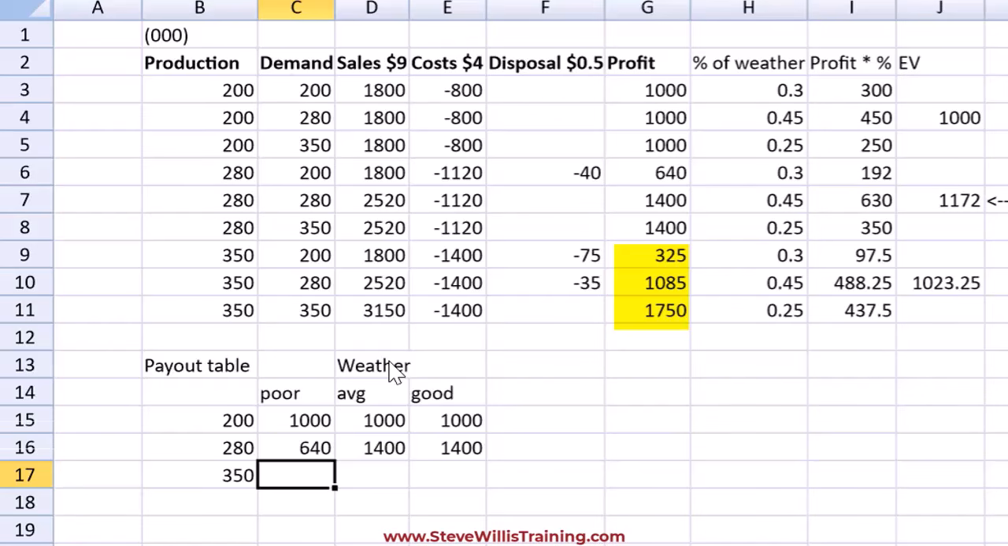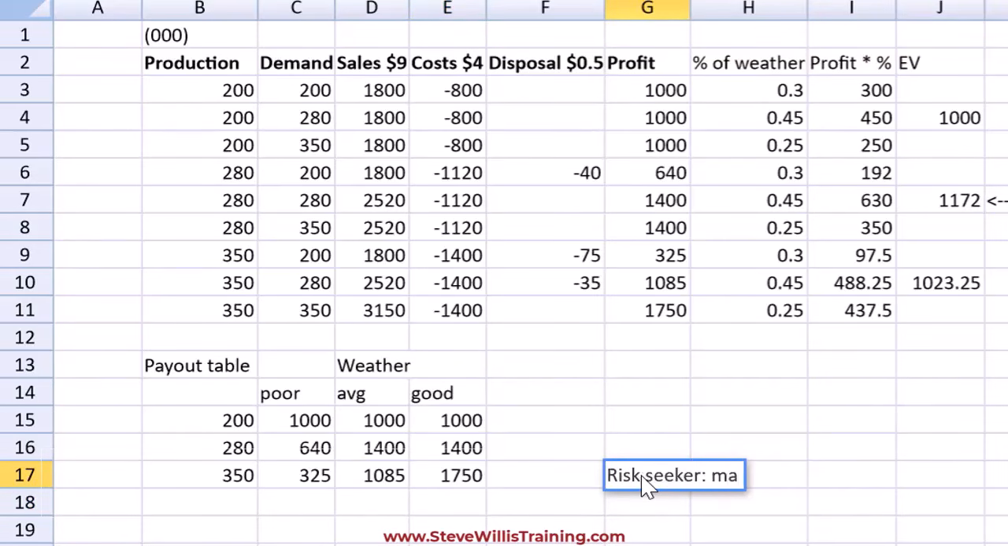And then we have 325, 1085, and then 1750. Okay, now MaxiMax, MaxiMin, easy peasy, lemon squeezy. The MaxiMax rule would be for the risk seeker. Maximize the maximum profit, ignoring the downside of risk, and this person would choose to earn a profit of 1750.